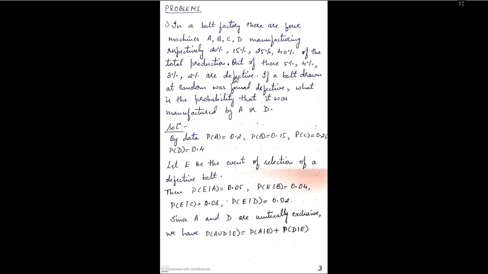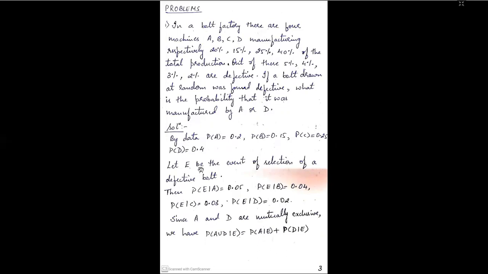Probability of B is, since it is a percentage, we convert it into decimals. So 20% is 20 by 100, so we get it as 0.2. Probability of B is 0.15. Probability of C is 0.25 and probability of D is equal to 0.4. Now let E be the event of selection of a defective bolt.